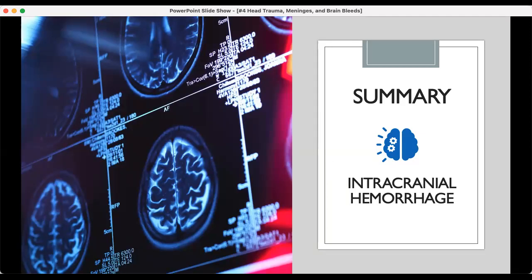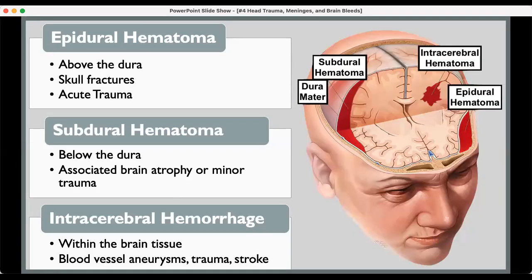So to summarize, intracranial hemorrhage can either be epidural. Epi means above, upon. Epidural hematoma is upon the dura, and usually happens with skull fractures, acute trauma. Subdural is below the dura. It's associated with brain atrophy and minor trauma, usually in people who have brain atrophy. And then the third is intracerebral hemorrhage, within the brain tissue. That can happen with an aneurysm, with trauma, or with a stroke.